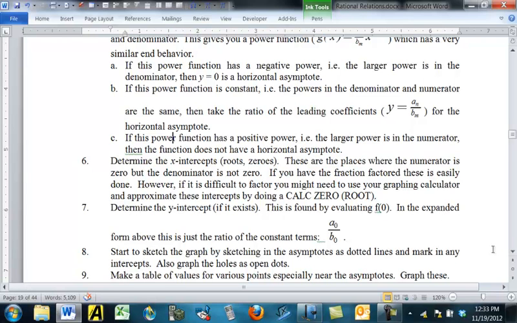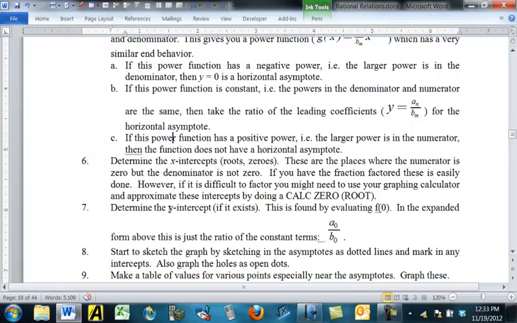If it's already factored, this is pretty easy to do. But if it's difficult to factor, remember you might want to do calc 0 or calc root on your calculator. Most of your calculators will say calc 0 to help you find those places, at least approximately. That can help you find some of the factors.